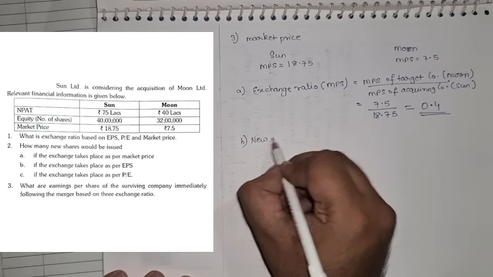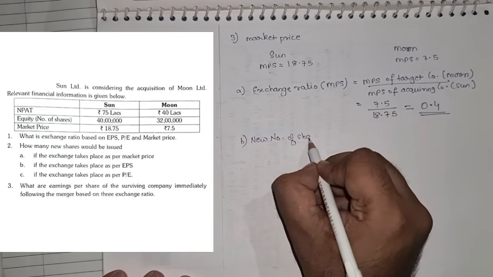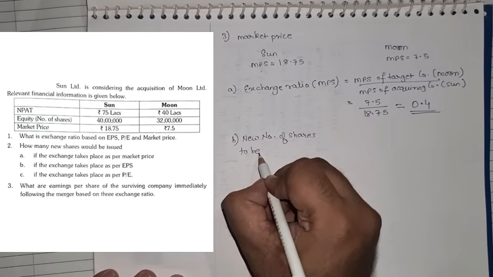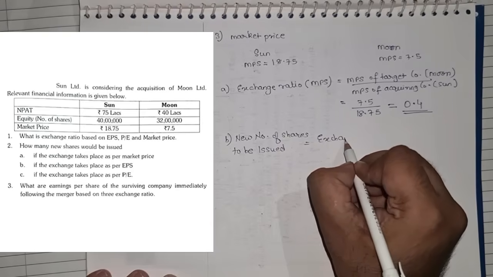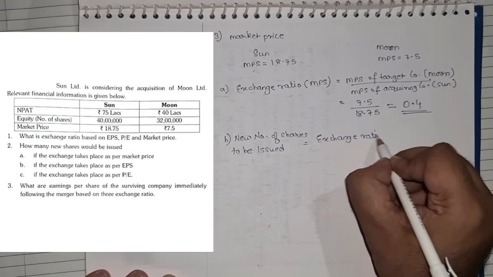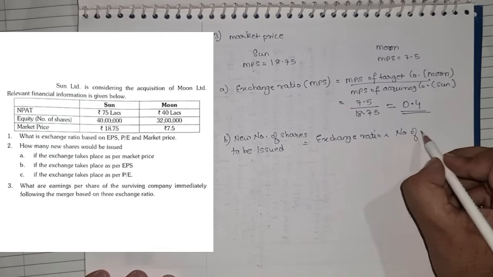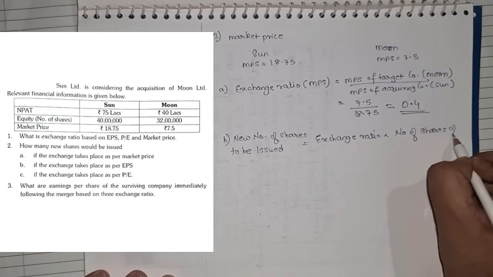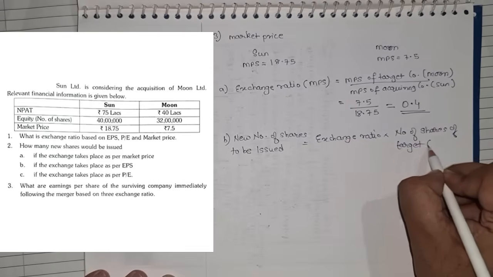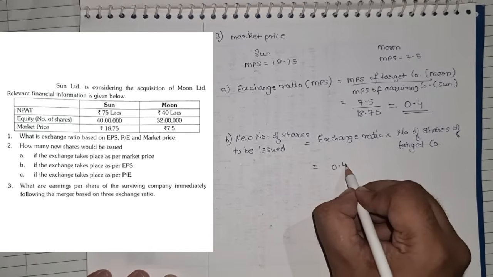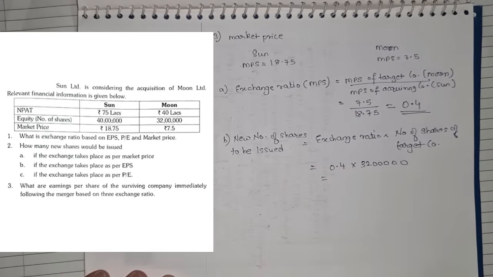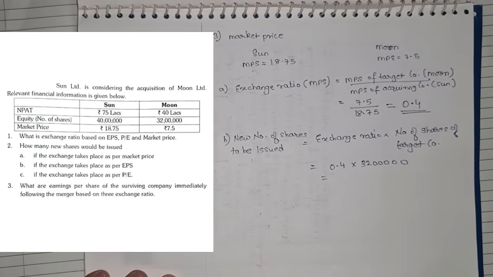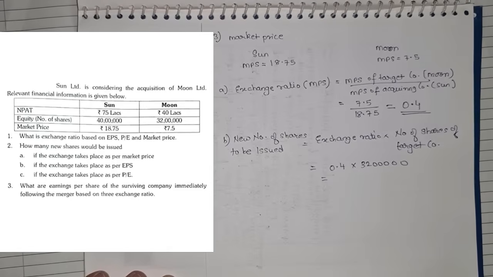Second, the new number of shares to be issued. The formula will be exchange ratio into number of shares of target company. So exchange ratio was 0.4 and the number of shares were 32 lakhs. When you multiplied, we got 0.4 into 32 lakhs, which came to 12 lakh 80,000.